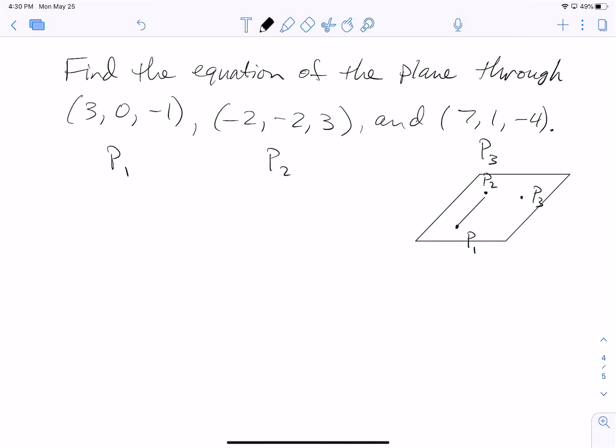Given any 2 points, I can form a vector between the 2 points. So let's consider a vector that goes from P1 to P2. We're going to call that the vector U. And then we'll look at another vector from P1 to P3. We're going to call that the vector V.